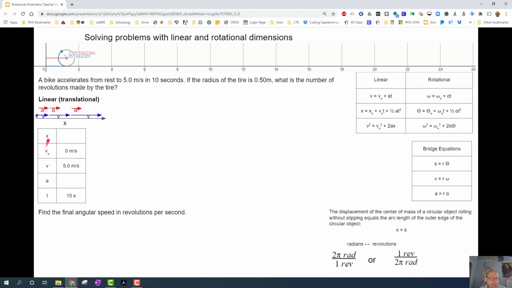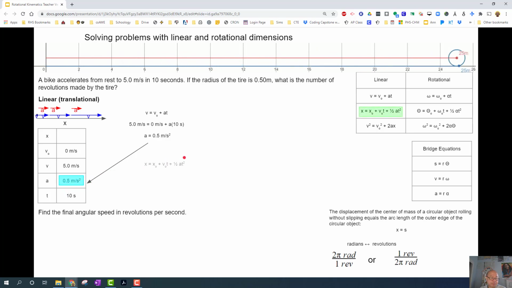We need to list the five kinematic variables in the linear dimension. We notice that V initial is something we know, V final is something we know, and T is something we know, and we're going to look for the acceleration. So we need an equation that has these 4 variables there, and it turns out to be that linear equation there. If we substitute in the equations, we then get an acceleration of 0.5 meters per second squared.